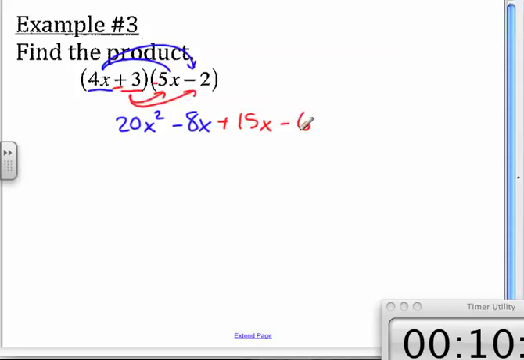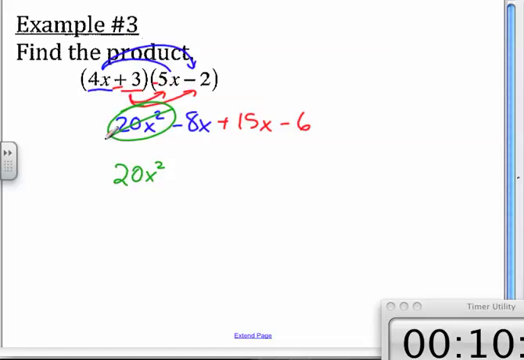Now I'm done multiplying here, Jackson. So now I'm going to be combining, which means no exponents are changing anymore. I'm done multiplying for now. Now I'm just going to combine things that are alike. Well, you know I want to write it in standard form, so I'm going to start with the highest exponent, 20x squared. There is no other x squared, so that's it. I just moved it down.